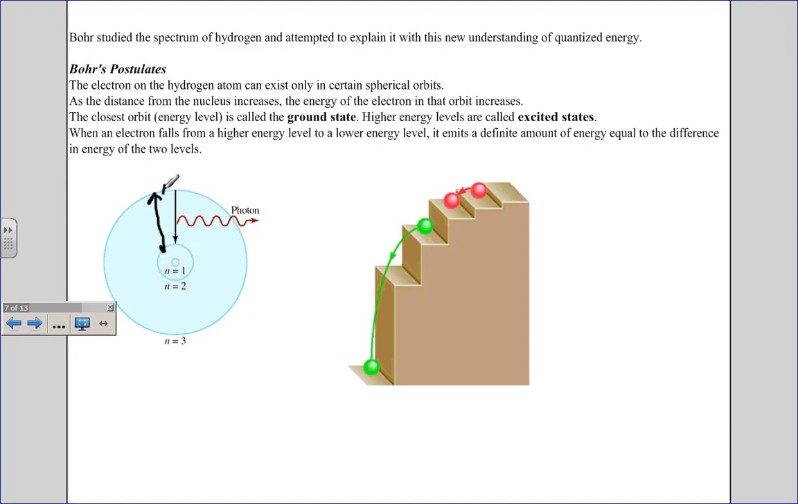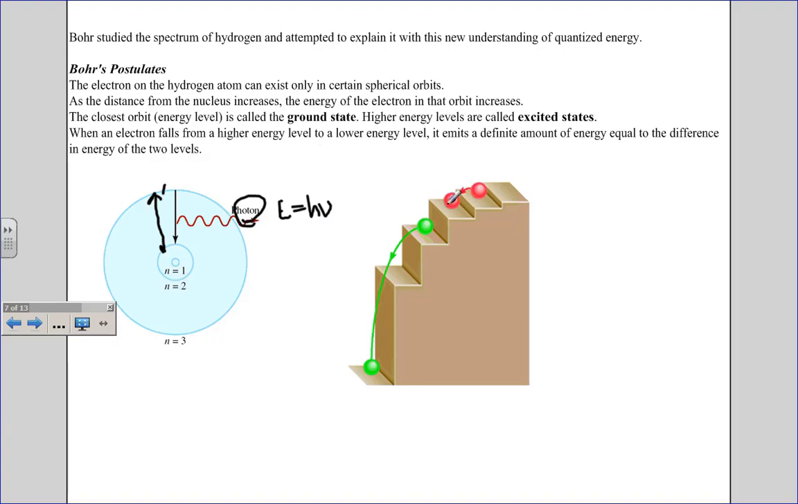So what will happen is this electron will return to a lower energy level. And as it returns, it needs to release the excess energy. And this excess energy is released as a photon. And as you know, a photon has a certain amount of energy associated with it, which is proportional to the frequency. So when that electron releases energy, it releases it in the form of light. And this is Bohr's fourth postulate. When an electron falls from a higher energy level to a lower energy level, it emits a definite amount of energy equal to the difference in those two energy levels.